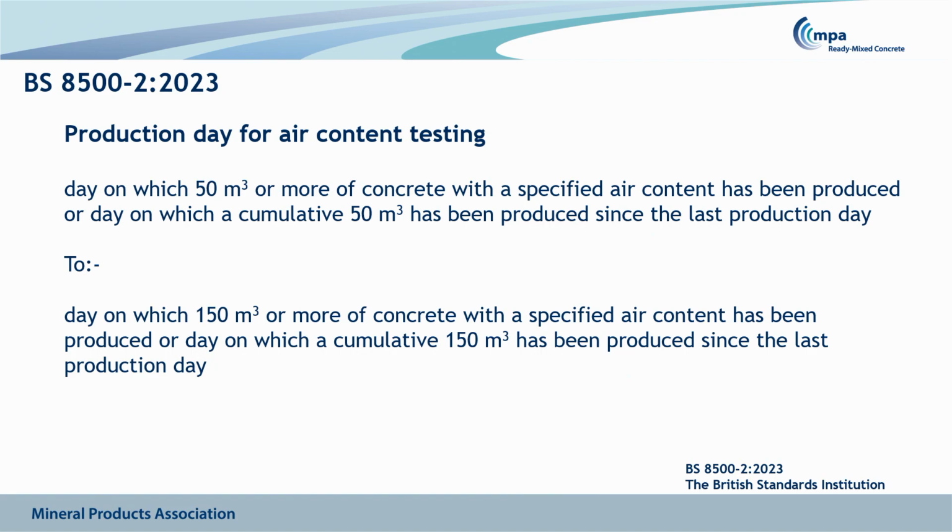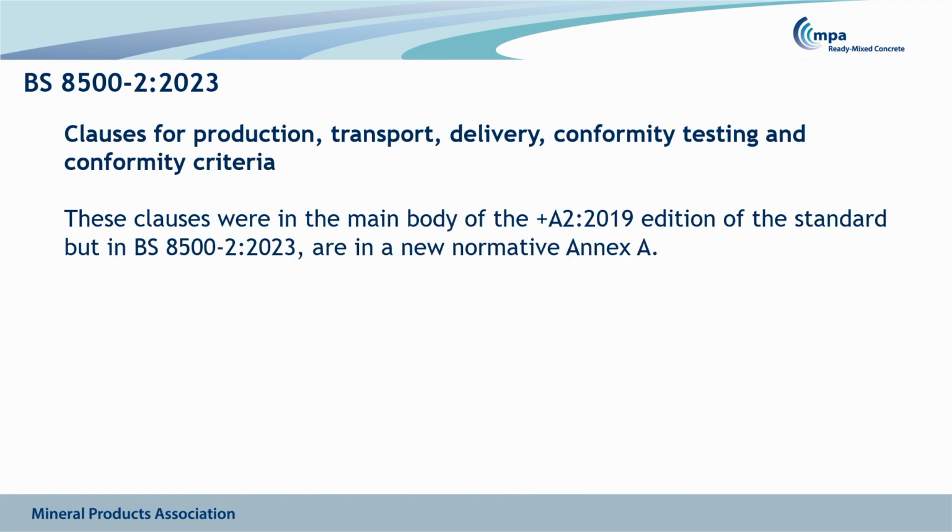Interestingly, I was presenting on this the other day, and one concrete supplier said, I will not be telling my technicians this. Their technicians will think it's still 1 test per 50. I said, looking now at part 2, we've moved all the clauses for production, transport, delivery, conformity testing and conformity criteria. They were originally, in the previous versions of this standard, all held within the main body of the standard. And as was pointed out quite rightly, they probably shouldn't be there. And so they've been moved.